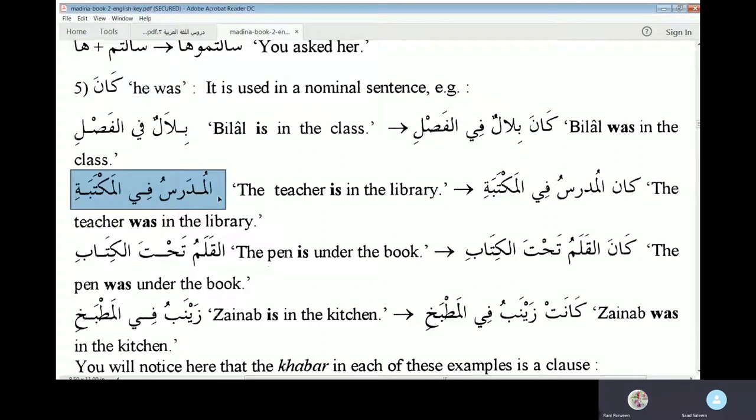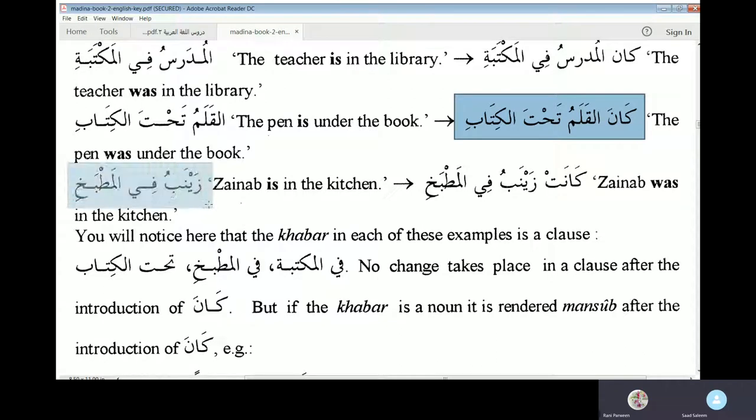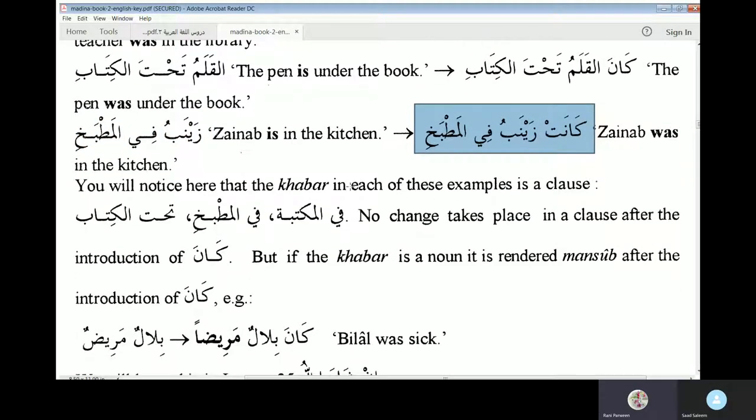أين ذهبتم. المدرس في المكتبة. The teacher is in the library. كان المدرس في المكتبة. The teacher was in the library. القلم تحت الكتاب. The pen is under the book. كان القلم تحت الكتاب. The pen was under the book. زينب في المطبخ. Zainab is in the kitchen. كانت زينب في المطبخ. Zainab was in the kitchen.